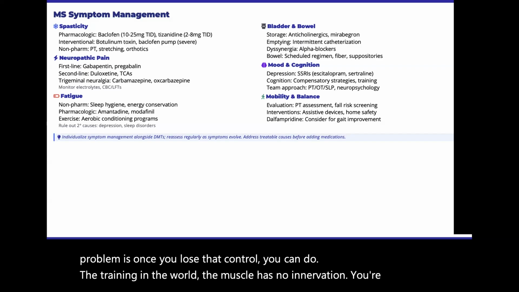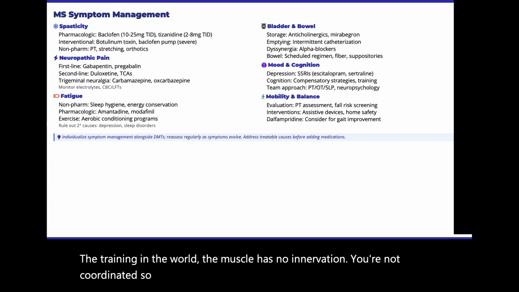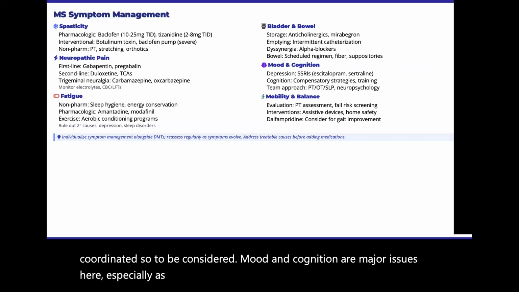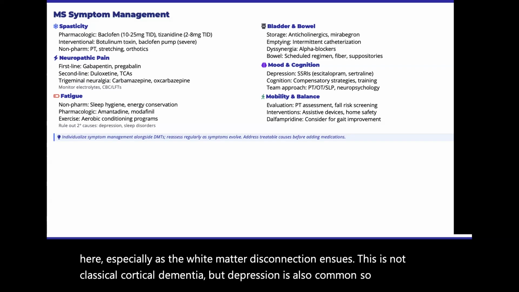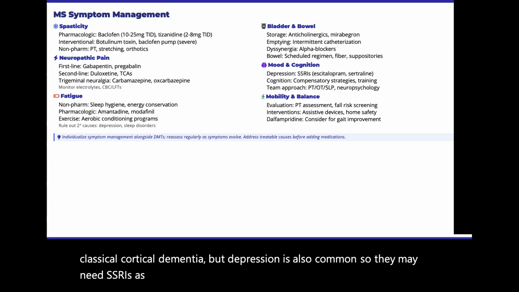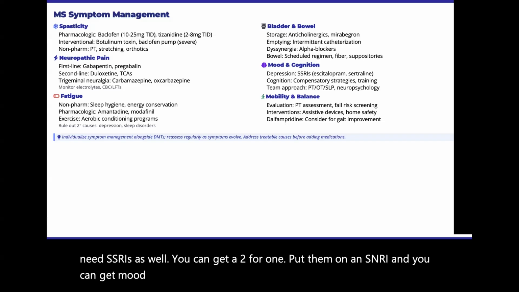So to be considered: mood and cognition are major issues here, especially as the white matter disconnection ensues. This is not classical cortical dementia, but depression is also common, so they may need SSRIs as well. You can get a 2-for-1: put them on an SNRI, and you can get mood and pain control at the same time with something like duloxetine. That's a handy way to reduce polypharmacy.